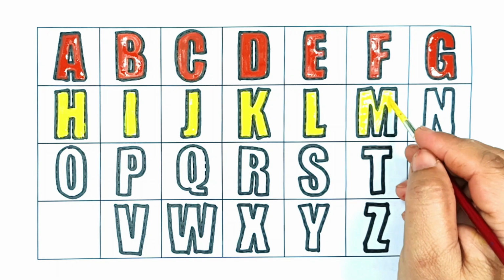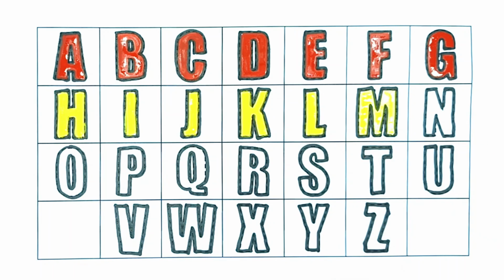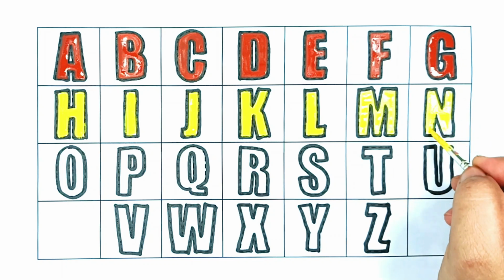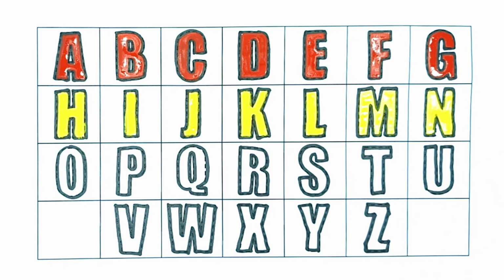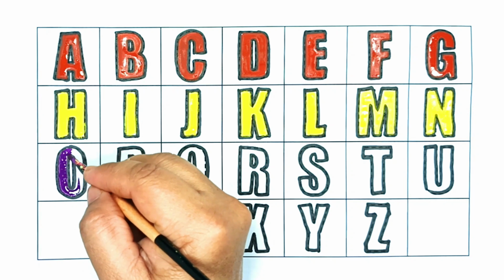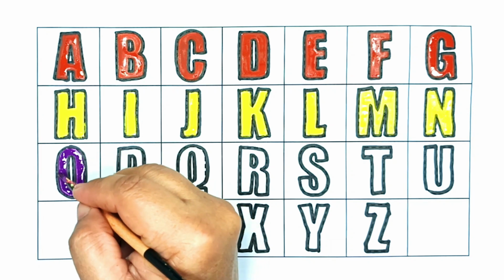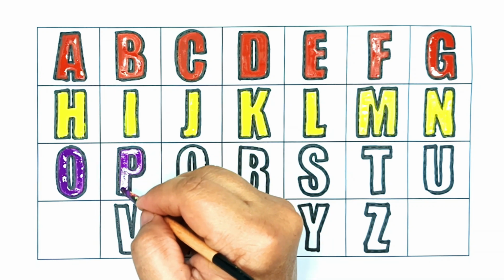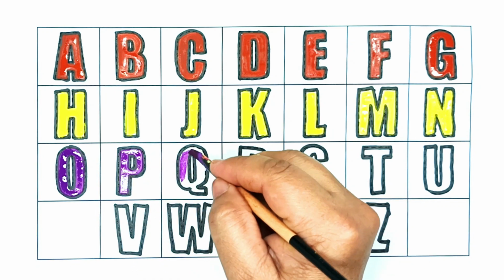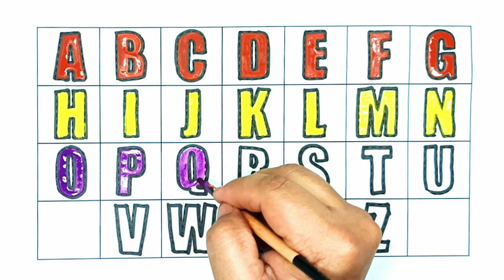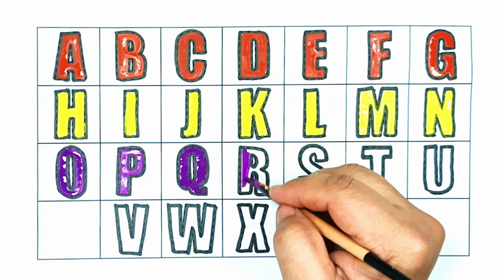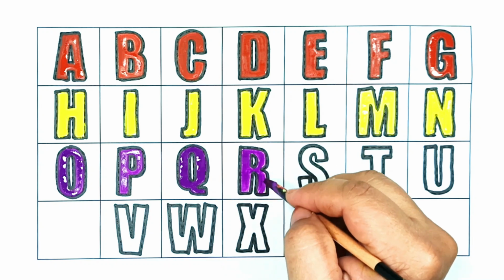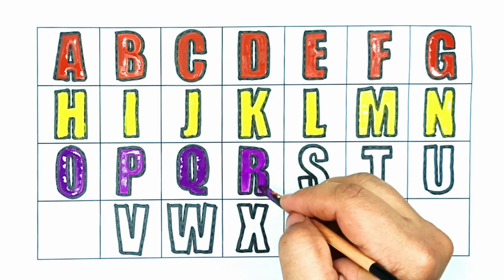M for man. N for net. O for onion. P for pen. Q for queen. R for ring.